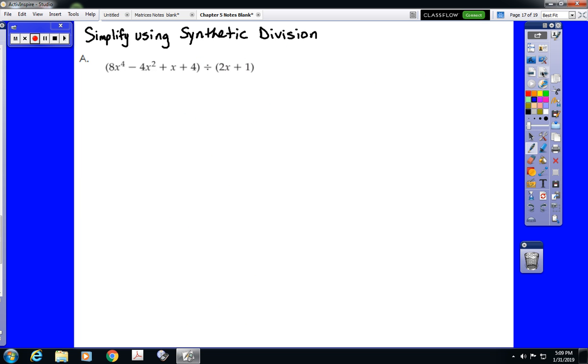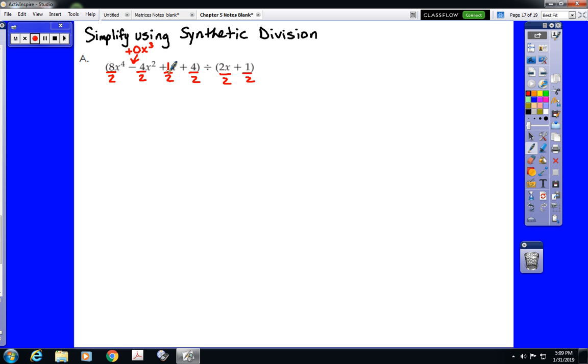Okay, so here's the next example. 8x to the fourth minus 4x squared plus x plus 4 divided by 2x plus 1. Two things we should notice right away. We do not have an x cubed term, so we're going to have to put a 0 x cubed in here. And we're going to need to divide everything in the entire problem by 2.